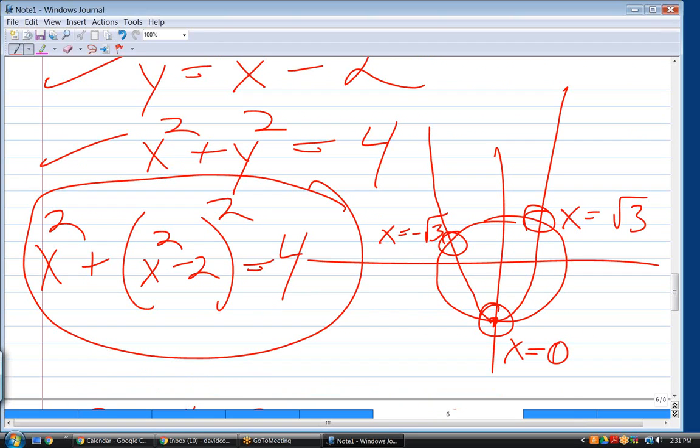Now, how did I know that this point was the same for the parabola and the circle? Well, the circle clearly has a radius of 2, so this has to be at minus 2. And the parabola has been shifted down by 2, so the vertex has to be at that same spot. And that being the case, there must be a total of 3 points of intersection.